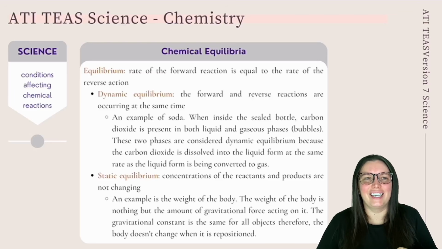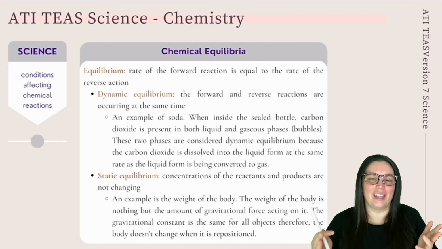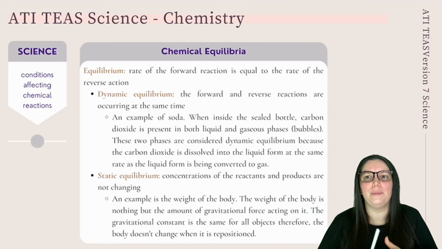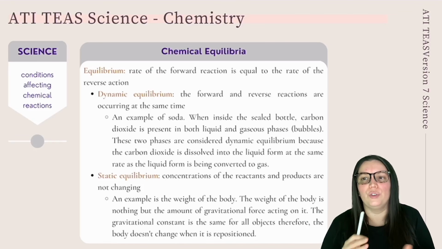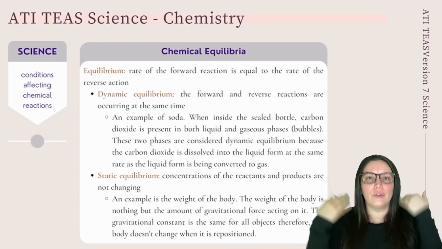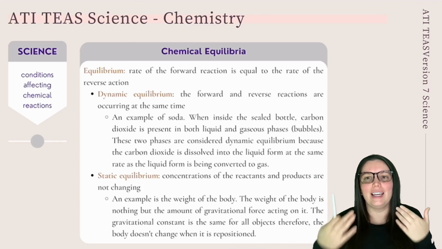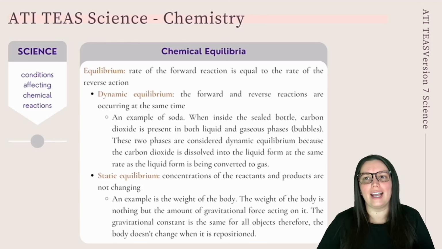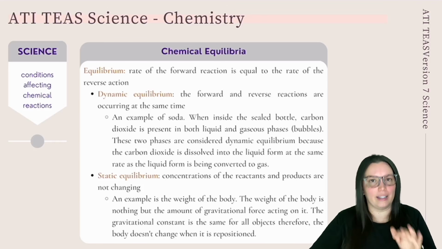So really the best way to think about this is endothermic reactions absorb heat and exothermic reactions release heat. Chemical equilibria. A chemical reaction is said to be at equilibrium when the rate of the forward reaction is equal to the rate of the reverse reaction. At equilibrium, the concentration of the reactants and products remain constant.